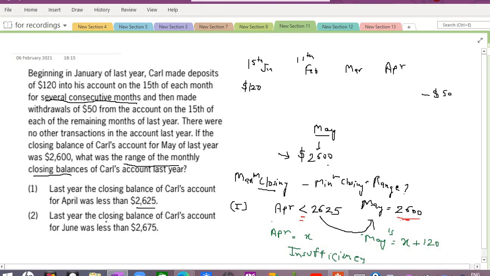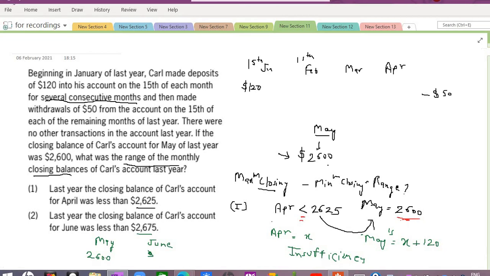Now let's go to statement 2 and consider it alone. This says that last year the closing balance of Carl's account for June was less than this. So we already know the closing balance in May, which is 2,600, but in June it is less than 2,675. Now this gives you a different picture. What is that?